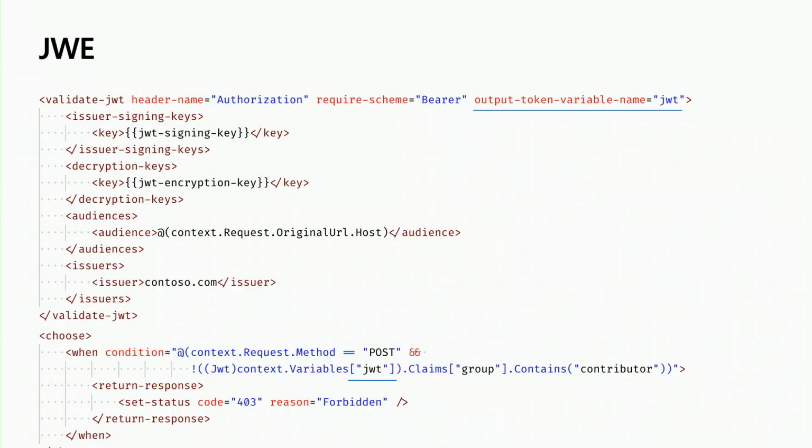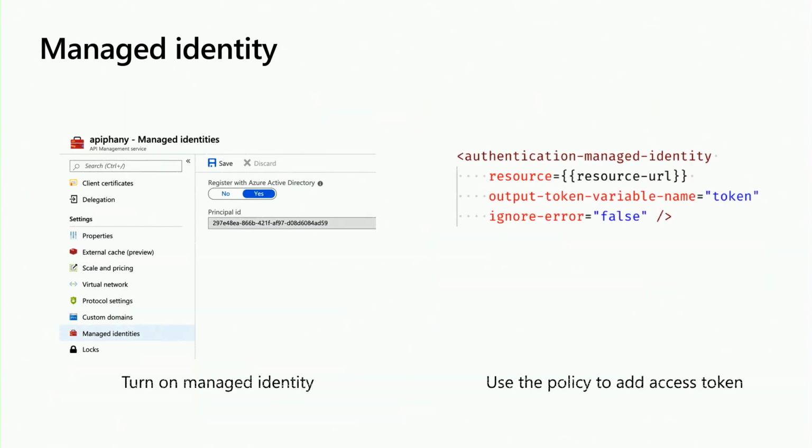And then you can obviously use that variable, like in the example here, to do some advanced validations as well. So again, you can do simple validations and advanced validations to get this unencrypted token out. Managed identity. How many of you have heard of managed identity on Azure?